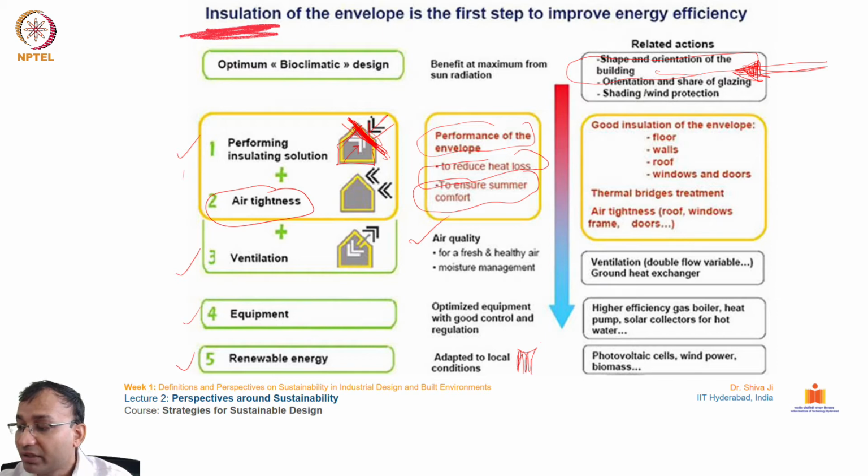The next one, orientation and the share of the glazing. This can be reduced to control the overall reception of heat and radiation from the outside. Shading and wind protection can also be utilized. And in the middle part, if you see, good insulation of the envelopes in terms of flooring, walls, roofing, windows and doors. These should be properly insulated for controlling heat. And thermal bridges treatment and air tightness are of course very important to reduce the convection and conduction loss of energy from inside to outside or the opposite.